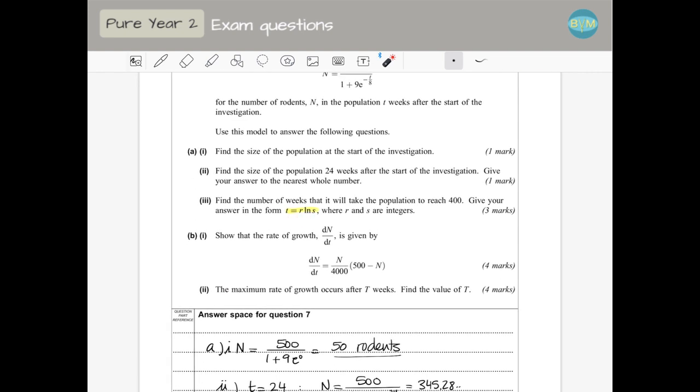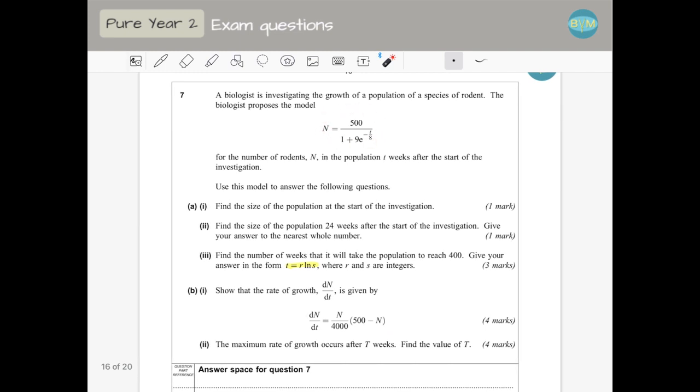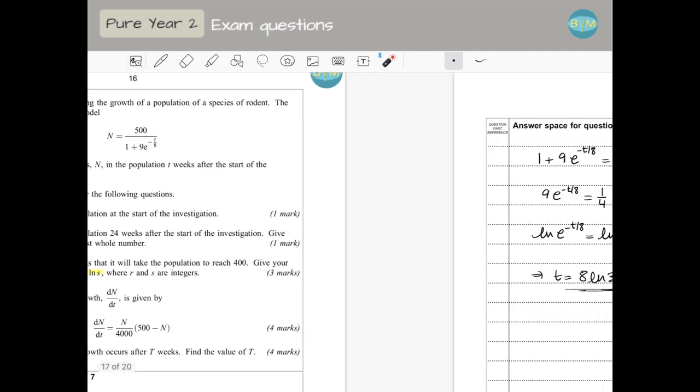Then b says show that the rate of growth dn by dt is given by this formula. Remember, we are going to just differentiate this expression to find dn by dt, but our answer is going to be in terms of t, and they are just substituting everything back in terms of n. So let's see how we can do that.